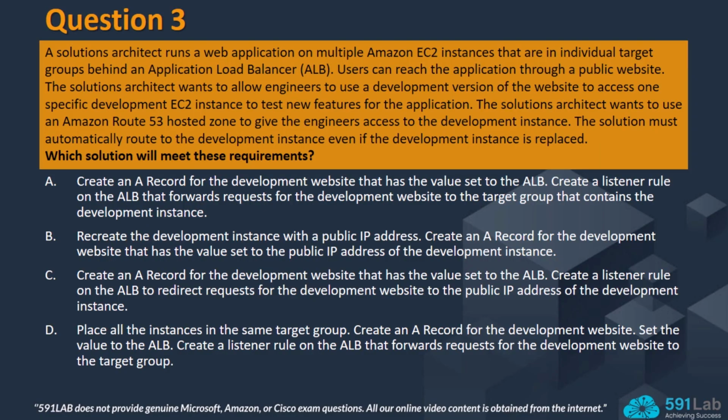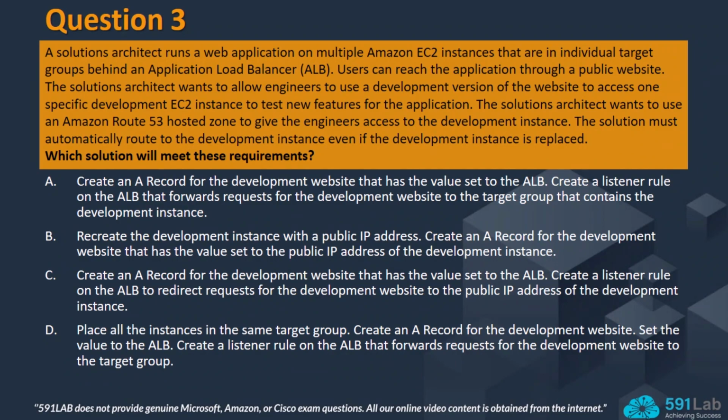Alright, so the first answer is create an A record for the development website that has the value set to the ALB. Create a listener rule on the ALB that forwards requests for the development website to the target group that contains the development instance.